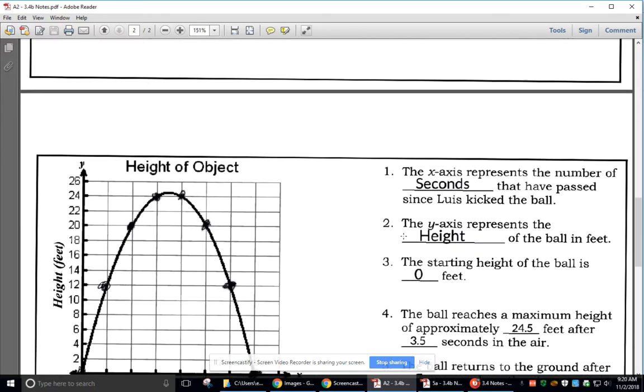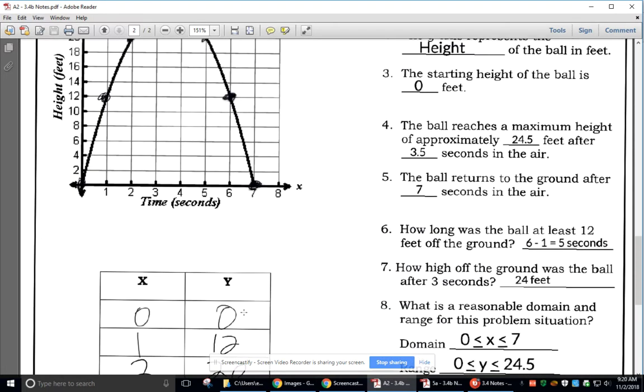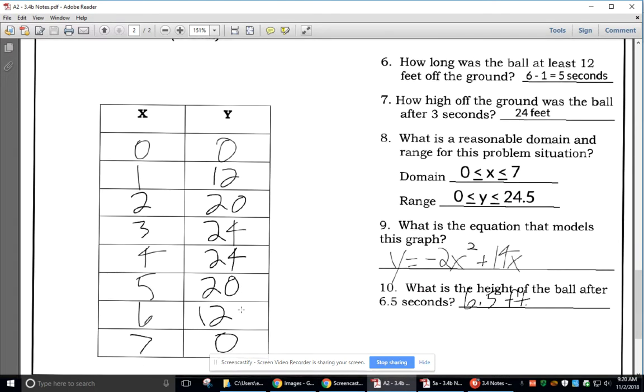On the second one, similar thing. You kick a ball or something, and this is the time in seconds. This is the height of the ball. So what I did was I put little dots where it passed through the corners. Those are good points that I could graph, and I wrote it down on my table there.